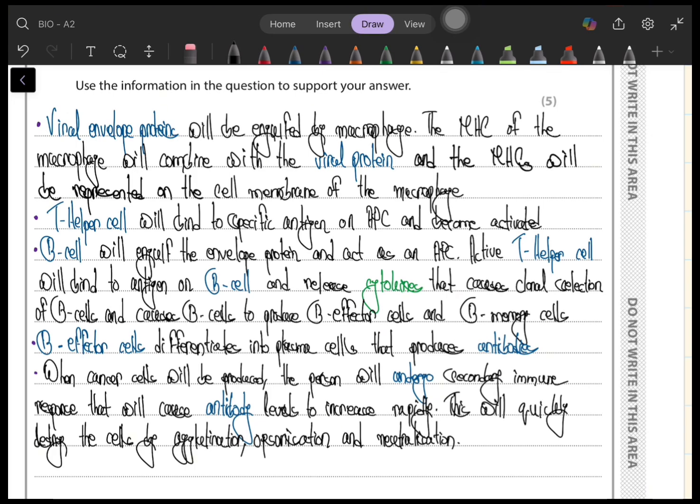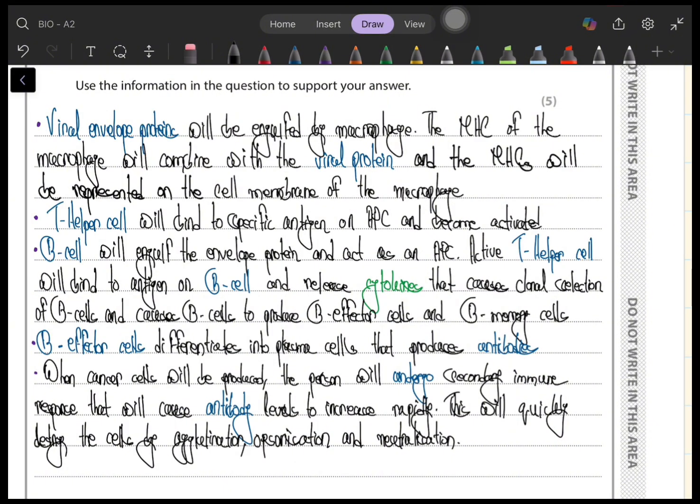That would cause clonal selection of B cells. It would basically cause the B cells to divide and produce B effector cells and B memory cells, right? B effector cells differentiate into plasma cells that produce antibodies.